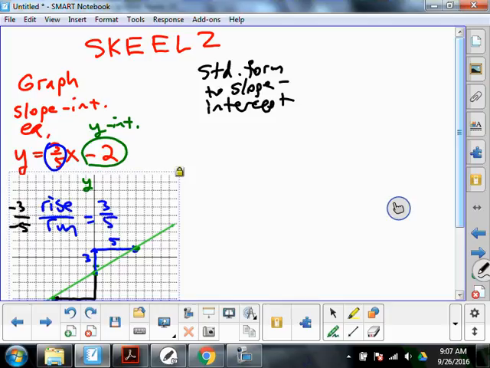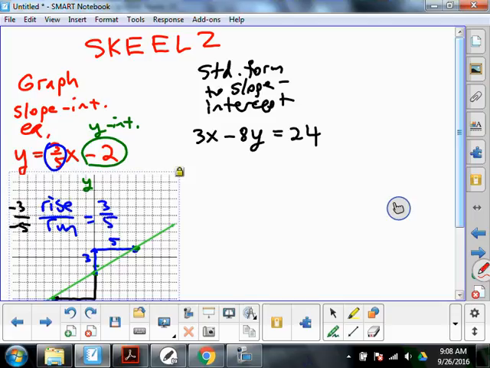Suppose we had something like 3x minus 8y equal to something like 24, let's say. Putting that equation into slope-intercept form is useful because sometimes we don't know how to graph one of those, or sometimes we just want to find the slope of that quickly.